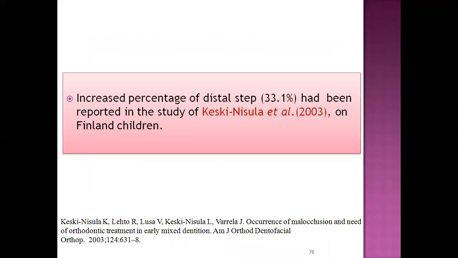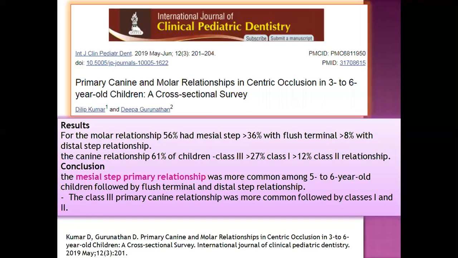An increased percentage of distal step, that is 33%, was reported in the study by Kaskinen Nistula et al. in 2003 in children. Then a study of primary canine and molar relationship in centric occlusion in 3 to 6 year old children, a cross-sectional study by Dilip Kumar et al., was published in the International Journal of Clinical and Pediatric Dentistry in 2019.